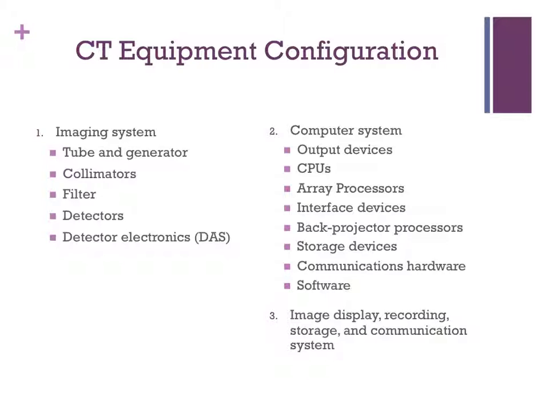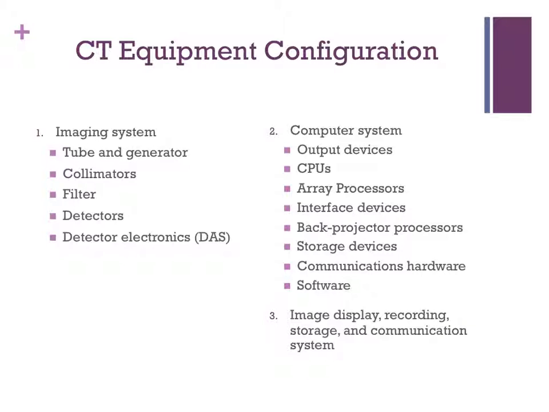The third major system of the basic equipment configuration for CT is the image display, recording, storage, and communication system. The purpose of this system is to display the output digital image from the computer in a meaningful form to the viewer, so maybe the tech or the RAD.